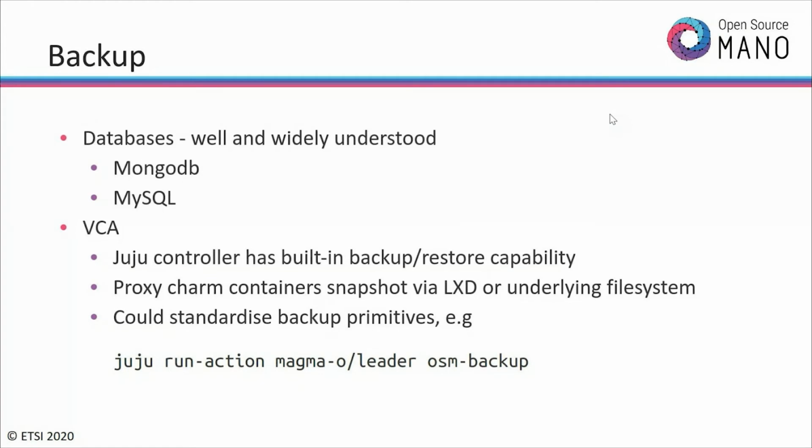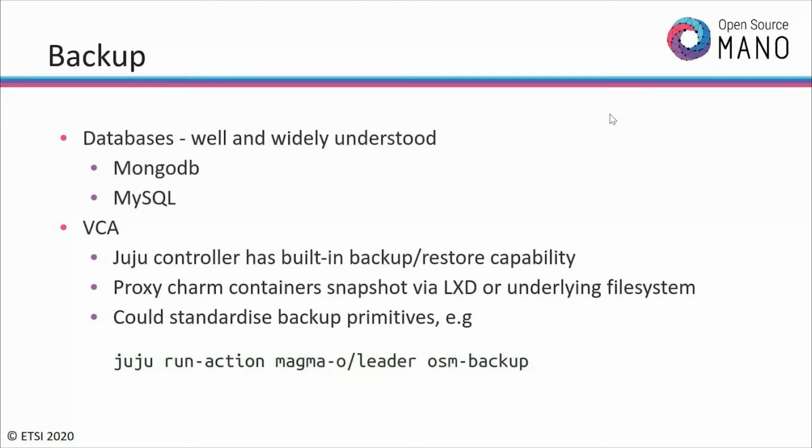Then we have backup of the VCA itself. The VCA backup is needed to restore the VCA state. VCA keeps the history of all the operations, so backing up VCA ensures that we have some regularity with regards to operations. The Juju controller has a built-in backup and restore capability.